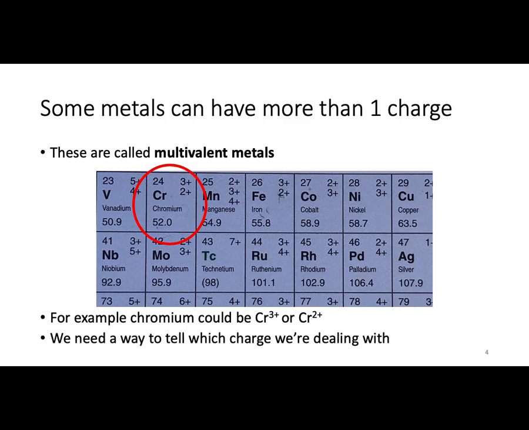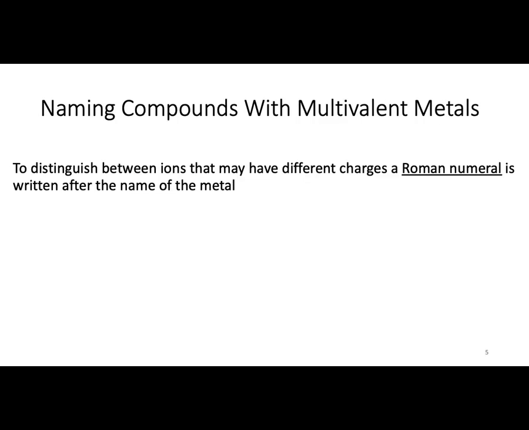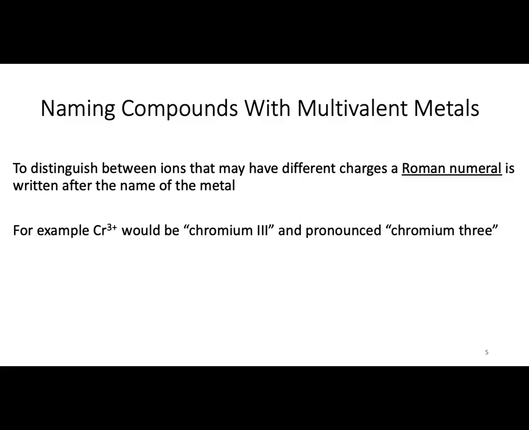And we need a way to tell which charge we're dealing with. So to distinguish between ions that may have different charges, we use a Roman numeral after the name of the metal. So for example, chromium 3+ is called chromium 3. The way you write it is chromium and then the Roman numeral for 3, which is III. And it's pronounced as chromium 3. Cr2+ would be chromium 2 and is pronounced chromium 2.